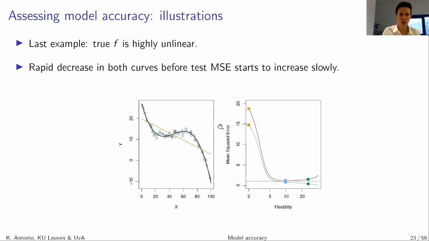Why do we include this example? Because what you see here is that this U shape that we hope to recognize in the display of the mean squared error evaluated on test data, this U shape, it's only kicking in very slowly, right?